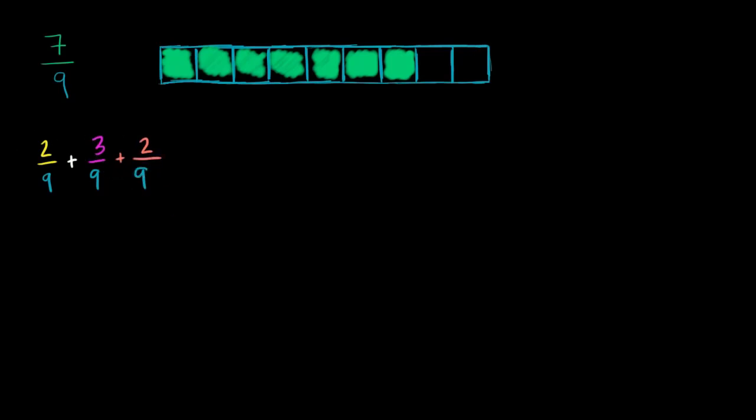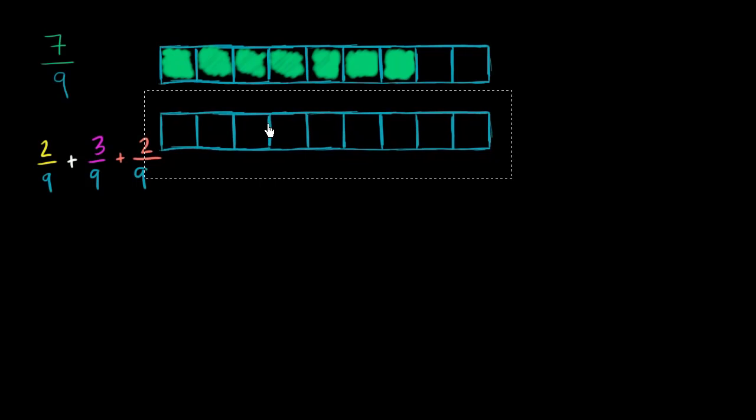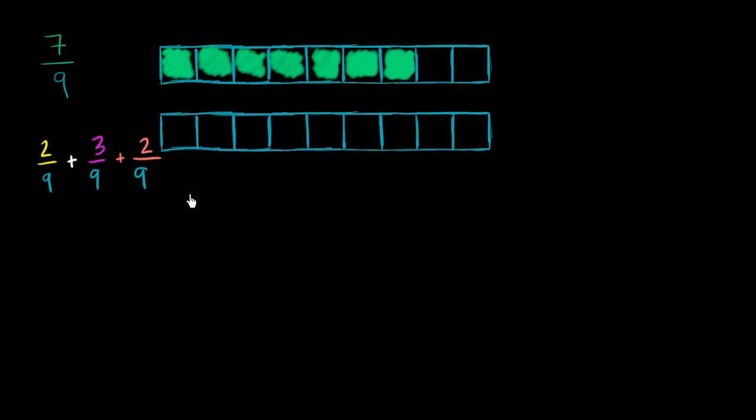So what would this look like? Let's just draw another grid here. I'll try to do it right below it so that we can see how they match up. So we have 2/9. Each of these is a ninth. We have 9 equal sections. So 2/9 is going to be 1 and 2. And then we're going to add 3 more ninths.